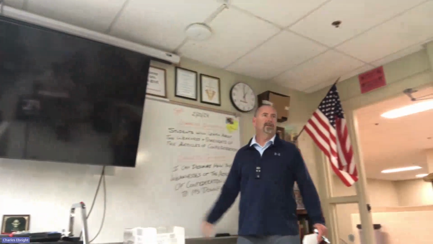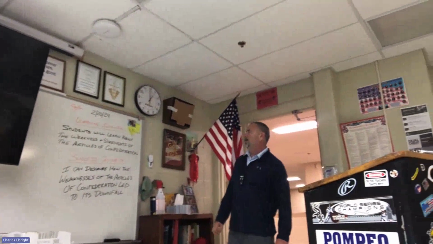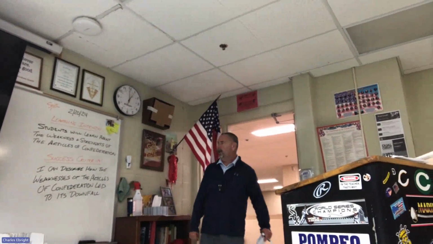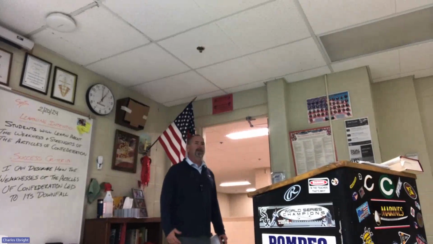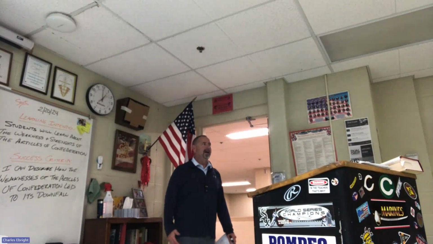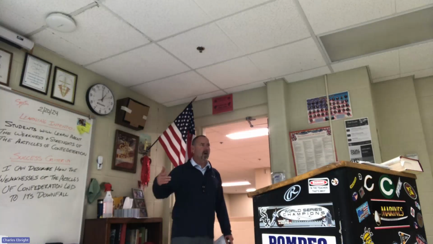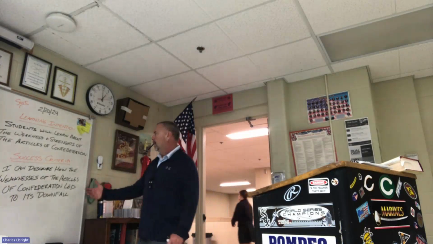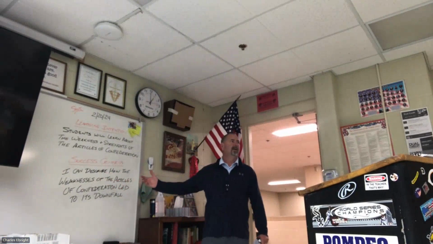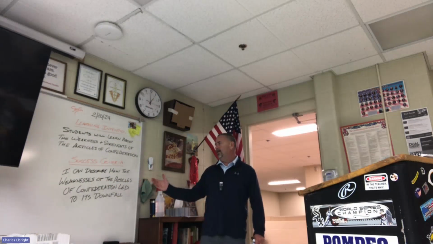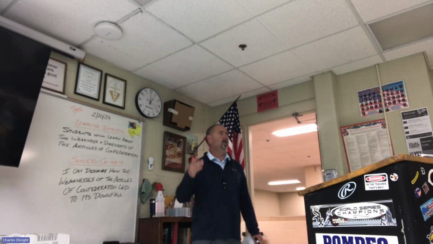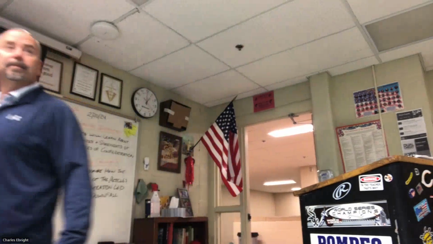In 1781. Okay? Now, if you look at your learning intentions today, students will learn about the weaknesses and strengths of the Articles of Confederation. Normally you say strengths and weaknesses, right? But historians tend to focus on the weaknesses. So on the test, I can describe how the weaknesses of the Articles of Confederation led to its downfall. Hint, describe. With me?